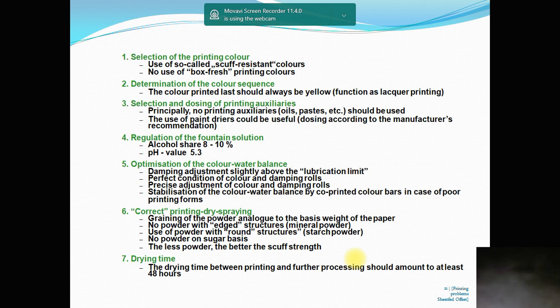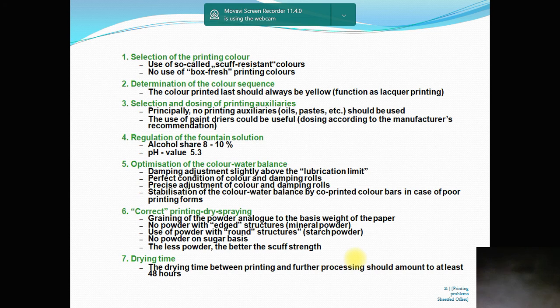Use so-called scuff resistant colors. We will find some scuff resistant colors, and we have to use those. No use of box fresh printing colors. What are box fresh printing colors? Those are colors without any modifications. We may not get a correct scuff strength. That's the reason we have to use scuff resistant colors.